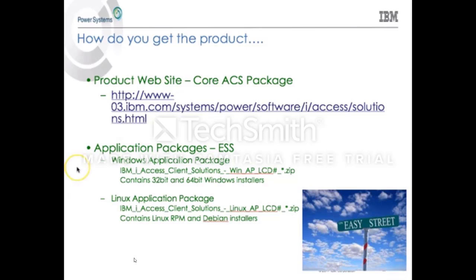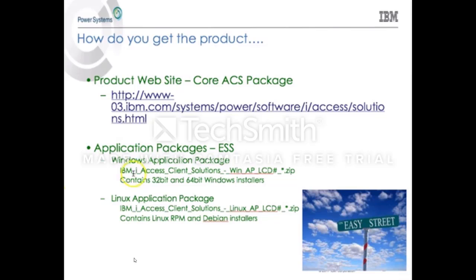I've already talked about how to get it. The core package is available out on our product website. The application packages for Windows and Linux are only available through ESS, so you need to be aware of that. You'll need to go to ESS in order to get those downloaded. So that is some of the key features that are part of our ACS delivery.